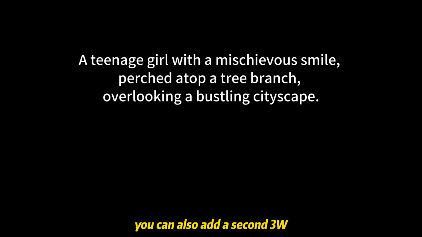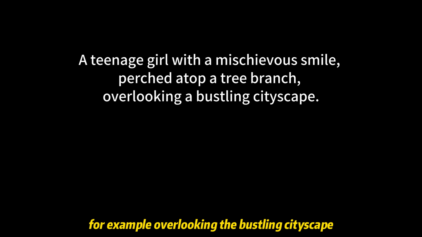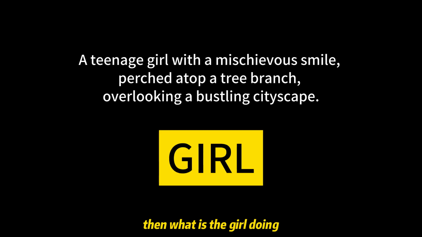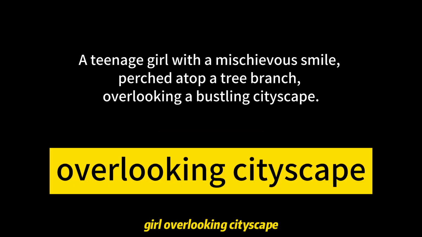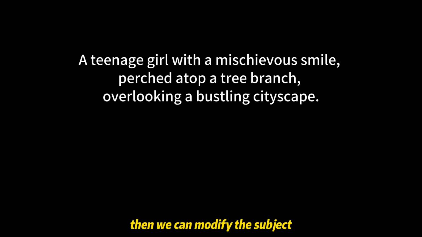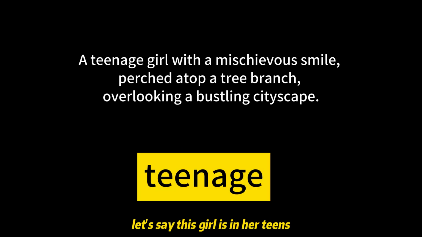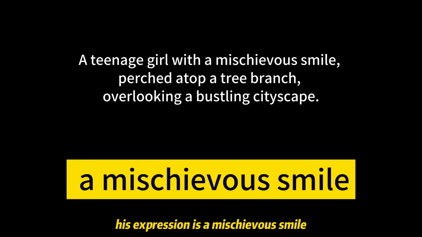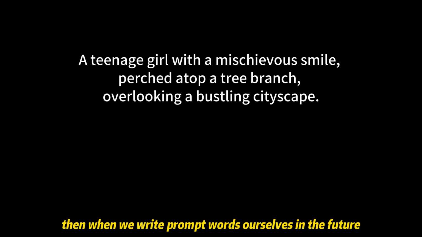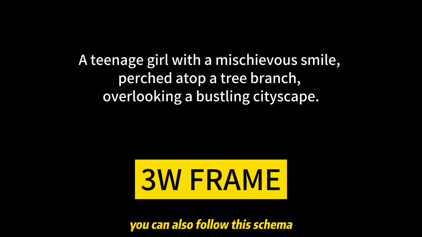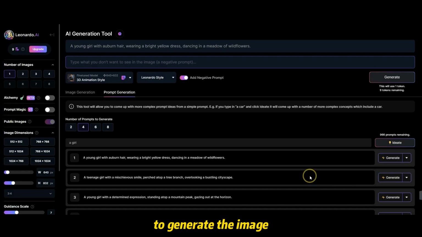You can also add a second 3W. For example, overlooking the bustling cityscape. The subject is girl. Then what is the girl doing? The girl overlooks the cityscape. Then we can modify the subject. Let's say this girl is in her teens. Her expression is a mischievous smile. When we write prompt words ourselves in the future, you can also follow this schema. Then we choose the second prompt word to generate the image.